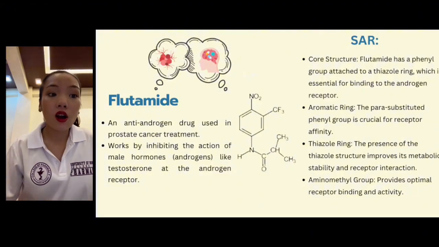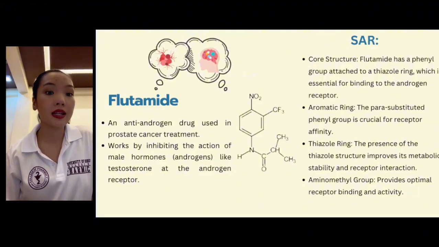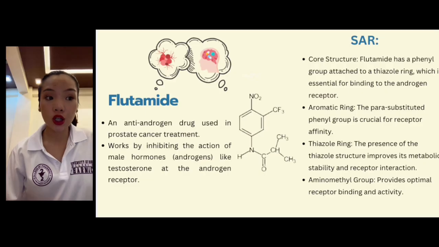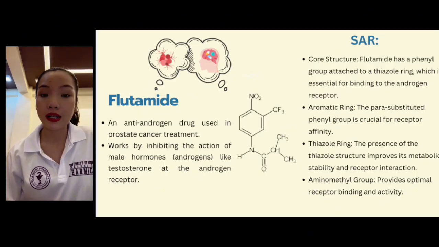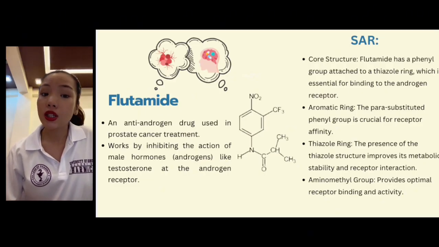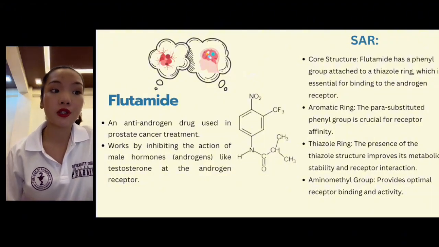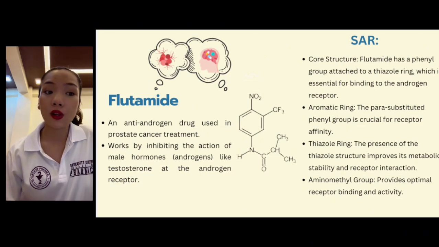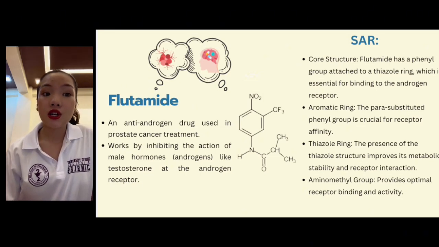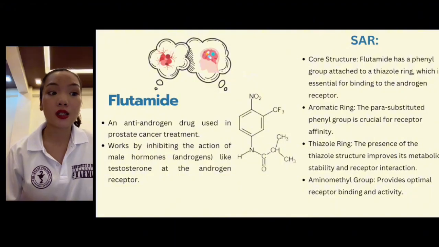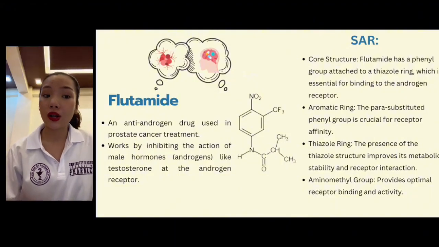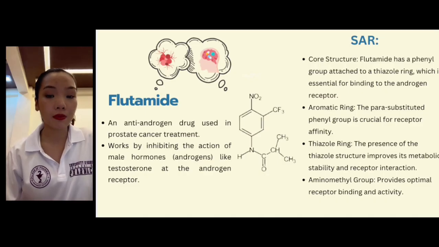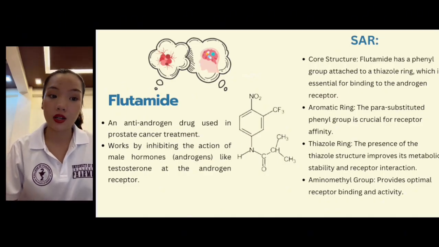So the SAR of flutamide is crucial in determining its function. Its core structure consists of phenyl group attached to a thiazole ring, which is essential for binding to the androgen receptor. The aromatic ring, particularly the para-substituted phenyl group, plays a key role in receptor affinity, ensuring that the drug effectively competes with androgen. The thiazole ring enhances metabolic stability and strengthens interaction with the receptor, making flutamide more effective.